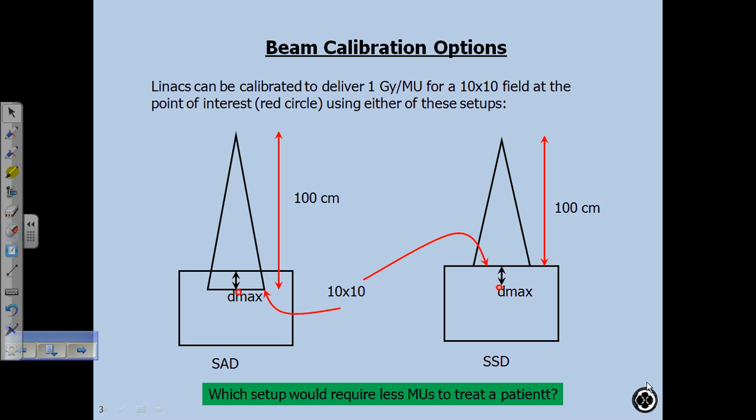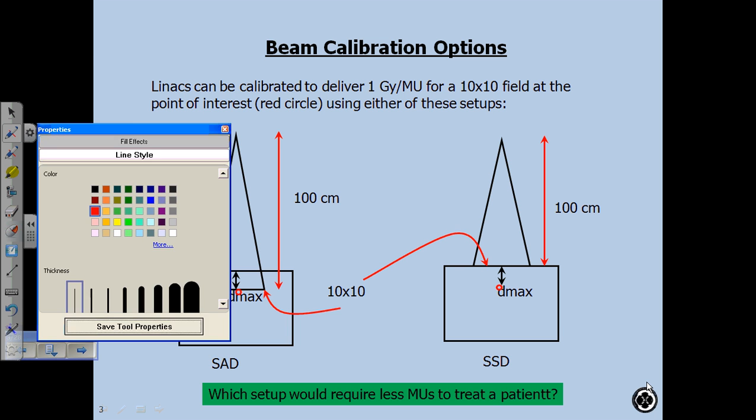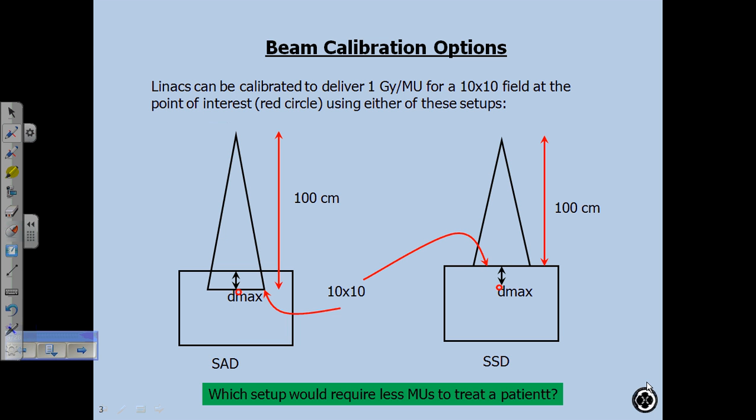A linac can be calibrated to deliver 1 centigray per MU for a 10 by 10 field at the isocenter. So this is what I mean by reference conditions. This is it right here: 1 centigray per MU for a 10 by 10 field at the point of interest, using either of these two setups. So this is the SAD setup that we've talked about before, where 100 centimeters is from the source to the chamber, but there's also the SSD setup, where 100 centimeters is to the surface, but your chamber is a Dmax step below that.